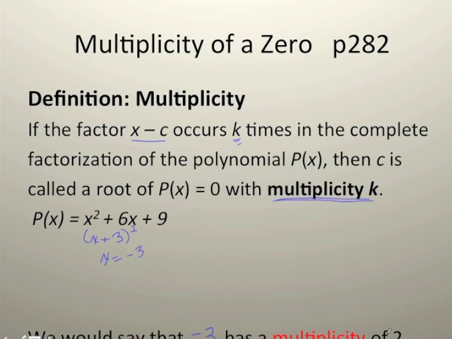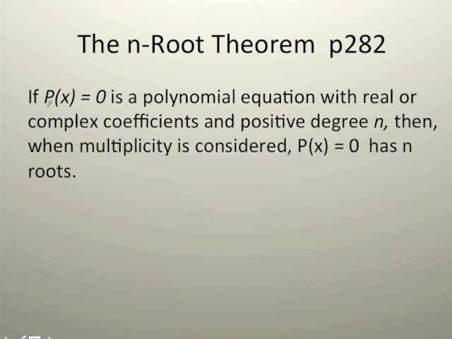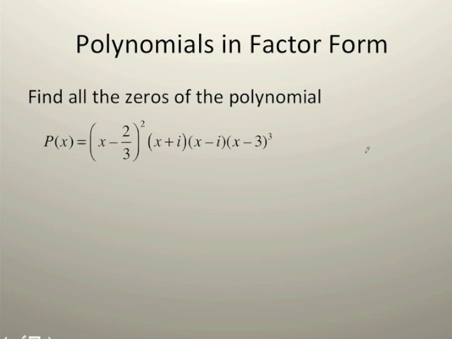It appears 2 times. Now, if p of x equals 0 is a polynomial equation with real or complex coefficients and a positive degree n, then when multiplicity is considered, p of x equals 0 has n roots. So it has as many roots as the degree of the polynomial. But sometimes one of those roots may appear more than once. So we need to find all the zeros.